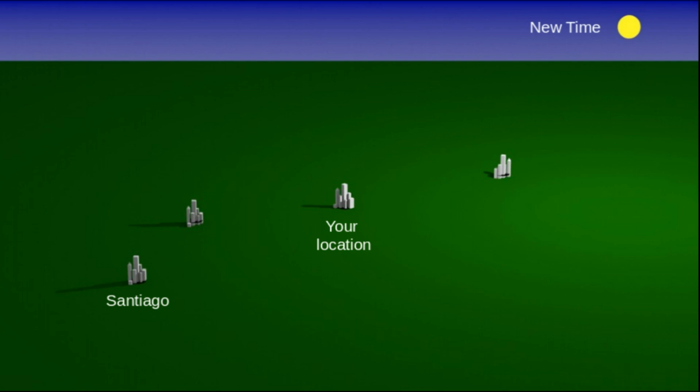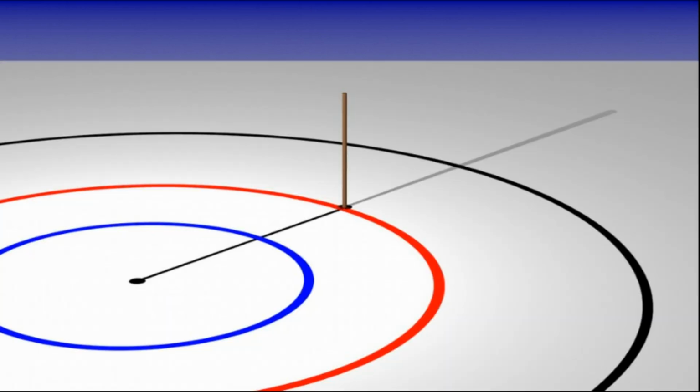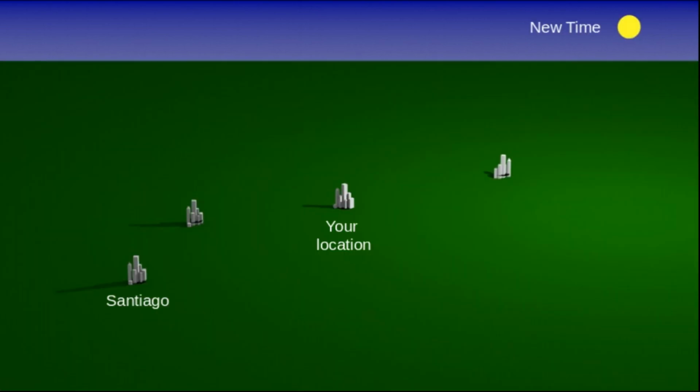So we have our location, we have Santiago's location already, but we need to find the locations of the other two cities. At the moment, we don't know where the other locations are, except that one city lies somewhere on the blue circle, and one city lies somewhere on the black circle. So what we do is we take a measurement at a new time. The sun has moved somewhere, and now we take new measurements and we repeat the process.